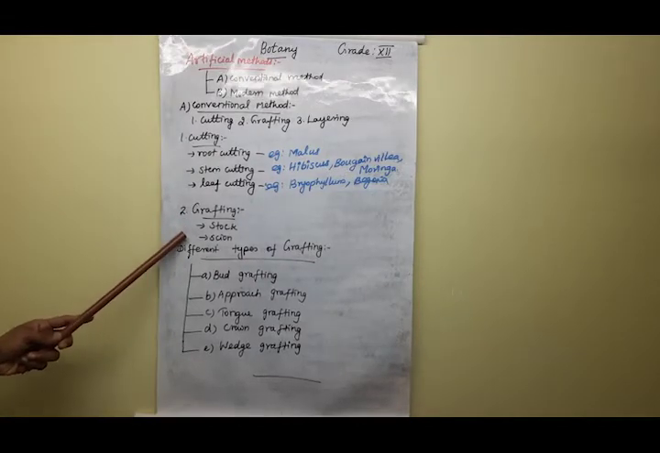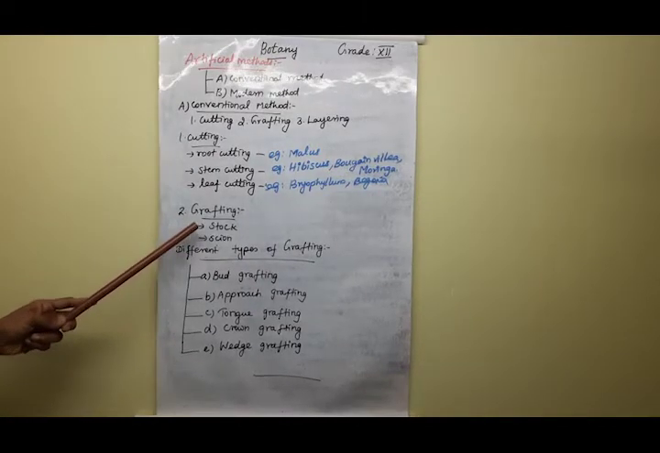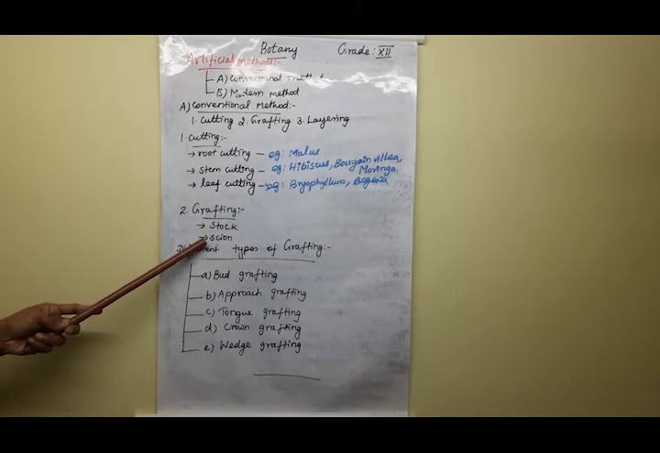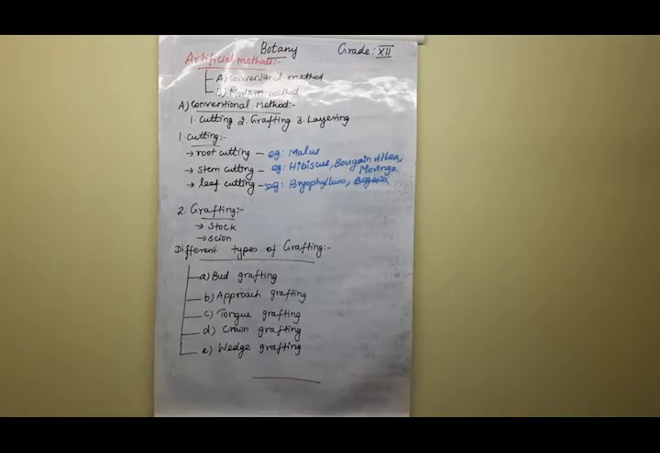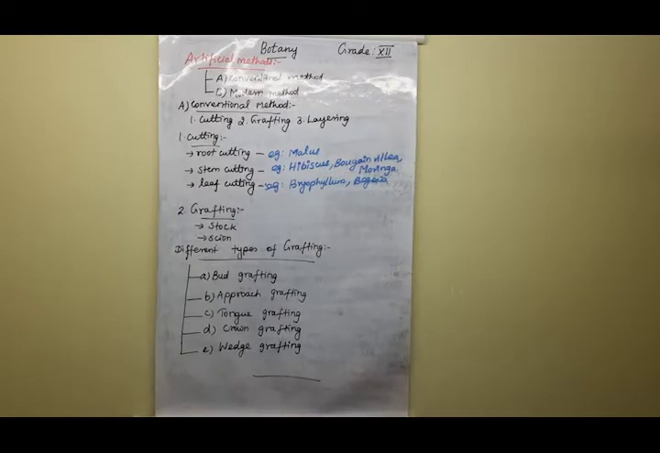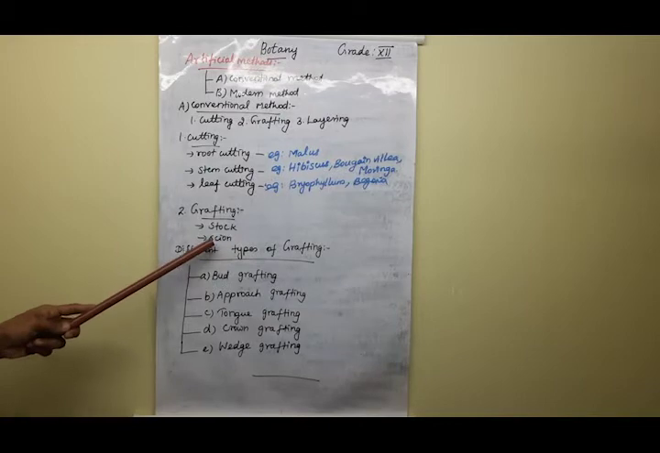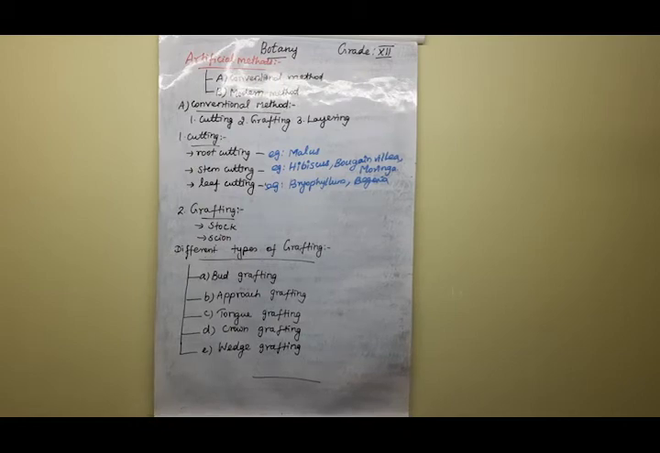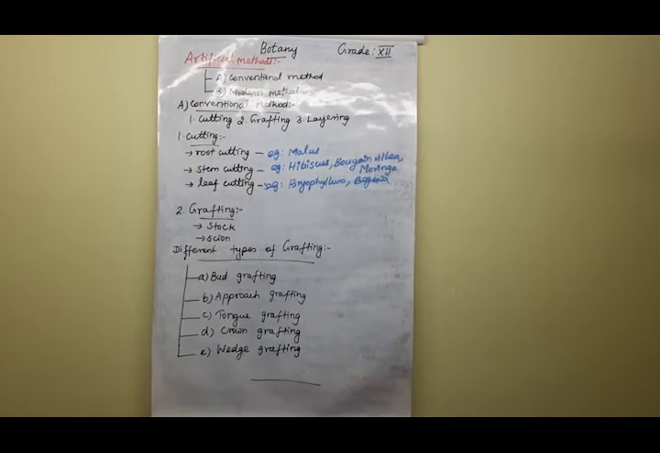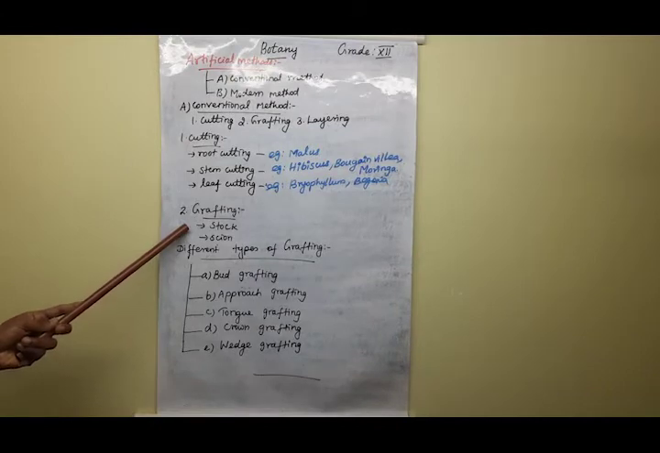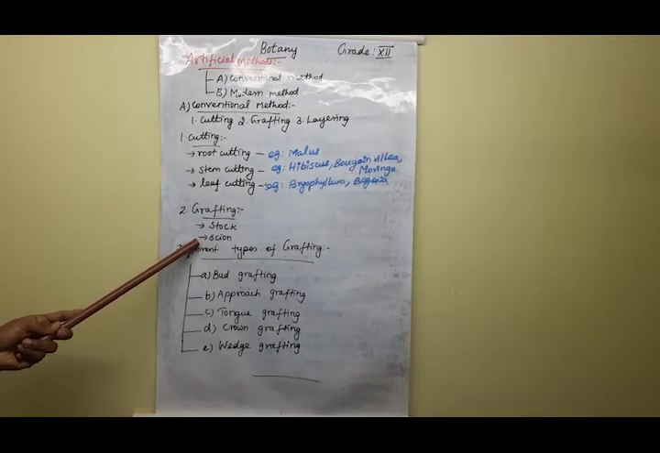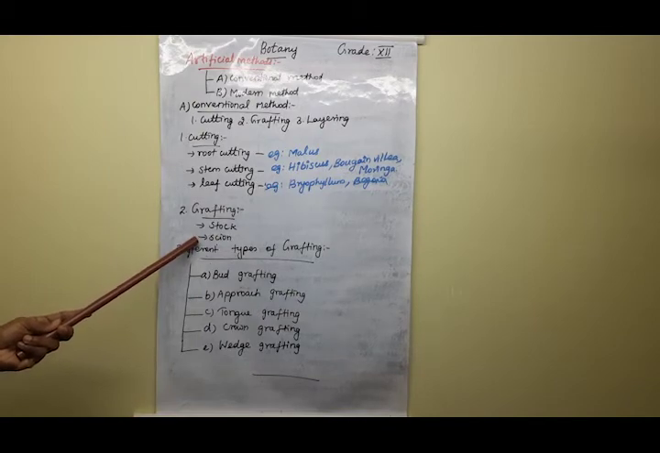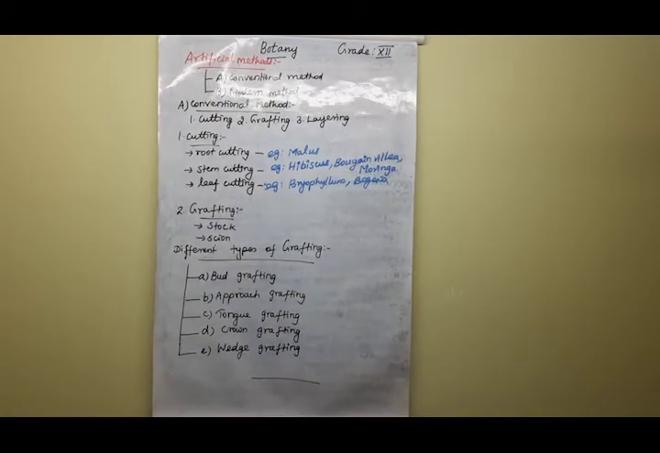These two different parts are named stalk and scion. What do we mean by stalk? The plant that is in contact with the soil, that specimen, we call it the stalk. Clear? Then scion. Scion means the part of the plant we use for grafting. Understood? The first one, in contact with the soil, is the stalk. The next one, scion, is used for the grafting. Understood, children?